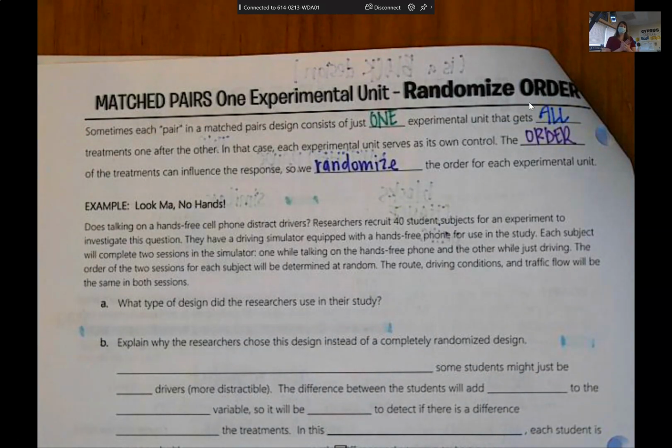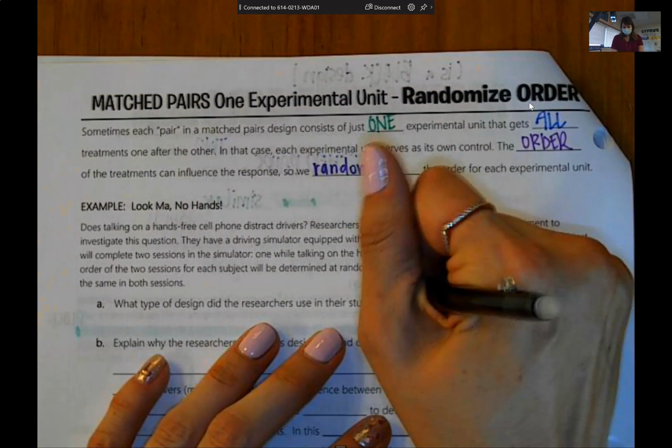So it has to be the same route. Like if you're driving through a neighborhood, it has to be the same neighborhood both times, because they don't want to do 2 different ones just in case one's easier. So what type of design would this be? This is a matched pairs design.